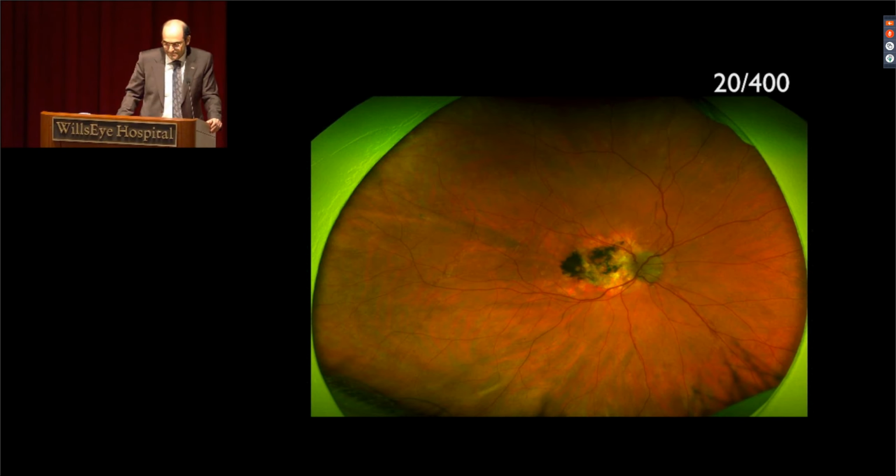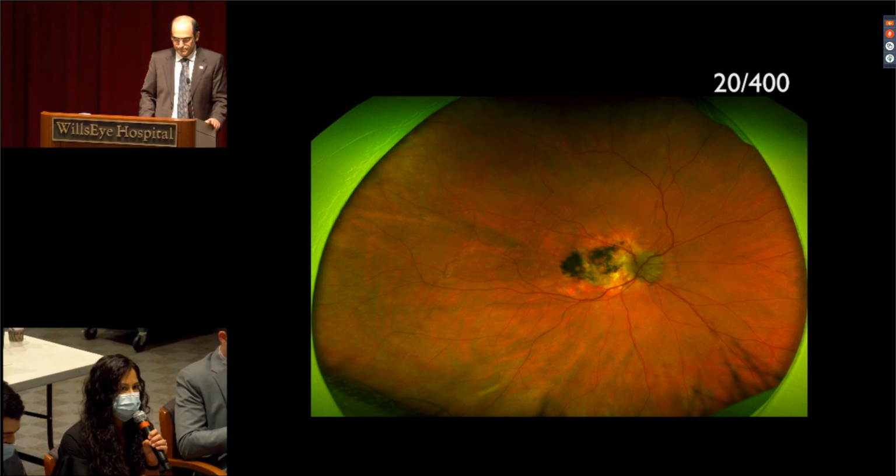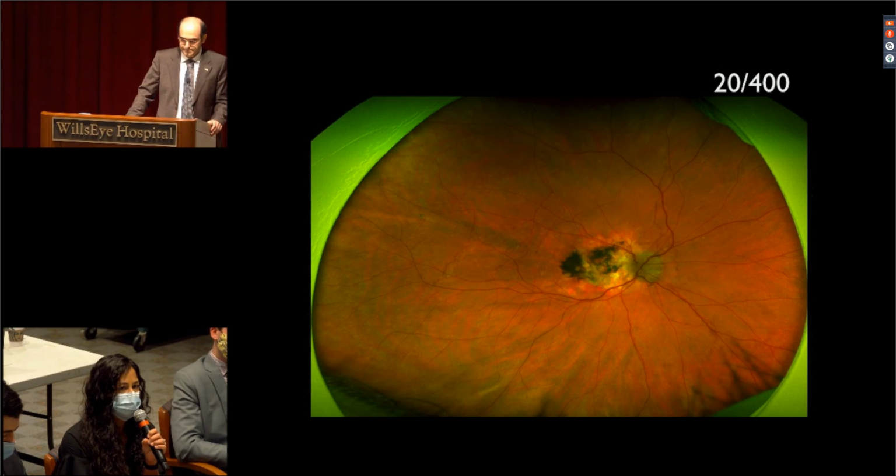Yeah, happy to. So we have a wide field pseudocolor image of the right eye. Visual acuity significantly decreased at 2400. Media overall looks clear. Looking at the disc itself, this looks very abnormal. There's an elevated, gelatinous appearance to the nerve. Certainly can't really see a normal cup here.